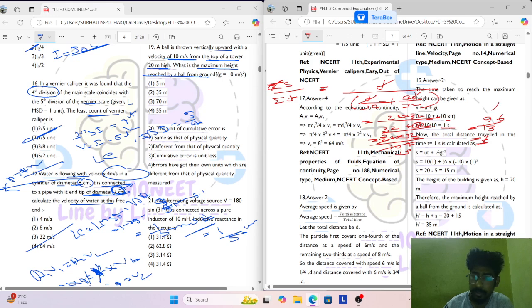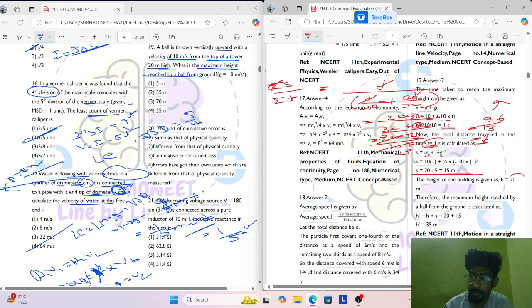Put all the values. Because it is thrown upwards, g will be negative here. The total distance traveled in 1 second will be what? S equals to, just put the value of t equals to 1. You already know g, just put the value, and you will get 15 meter.